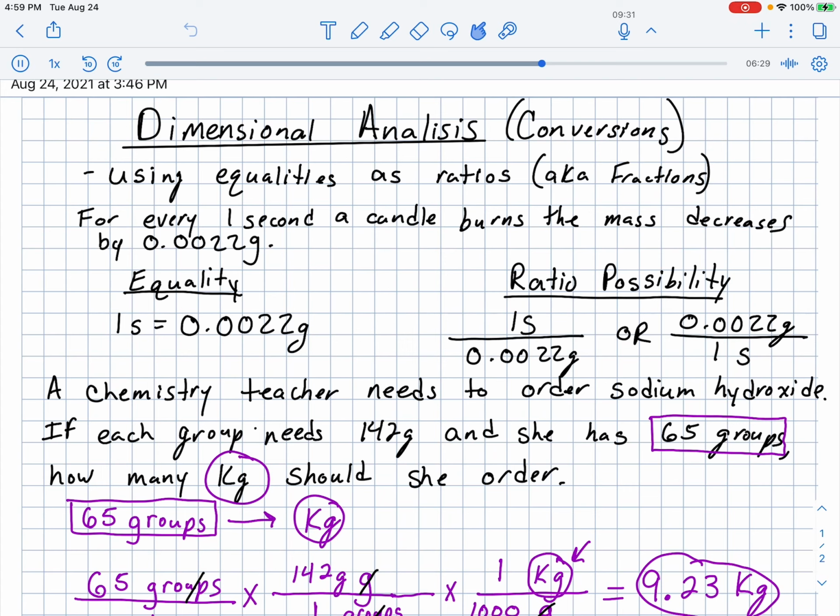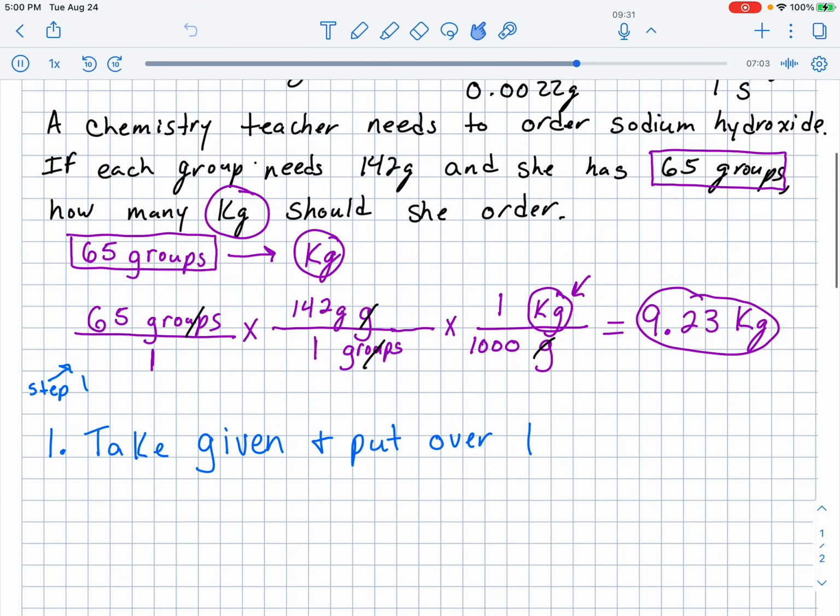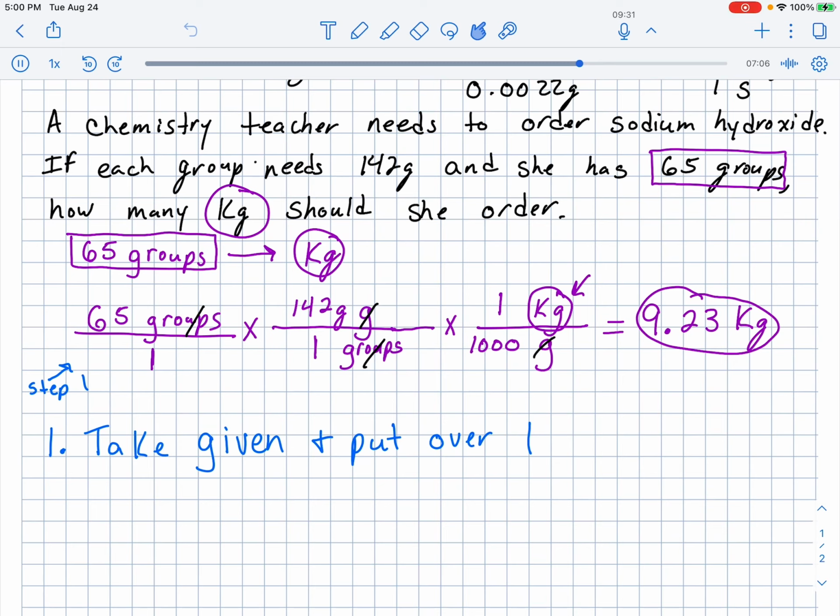That's how you're going to do dimensional analysis. So basically, the steps for dimensional analysis: step 1, start with the given and put it over 1. So take the given. In this case, our given was the 65 groups, and put over 1. So this was step 1. Then you're going to cancel out your units by moving the unit to the bottom so you can divide it out.